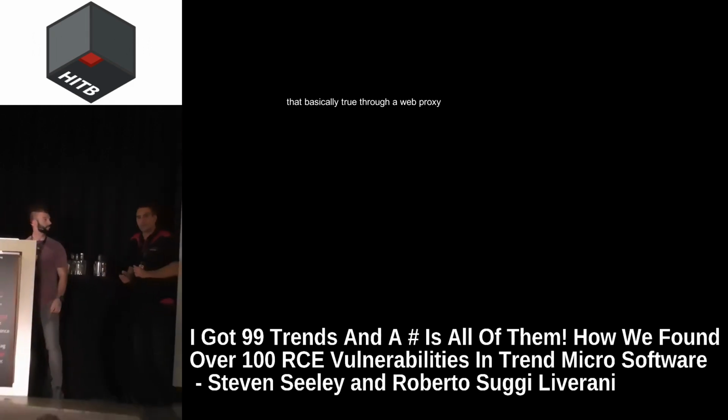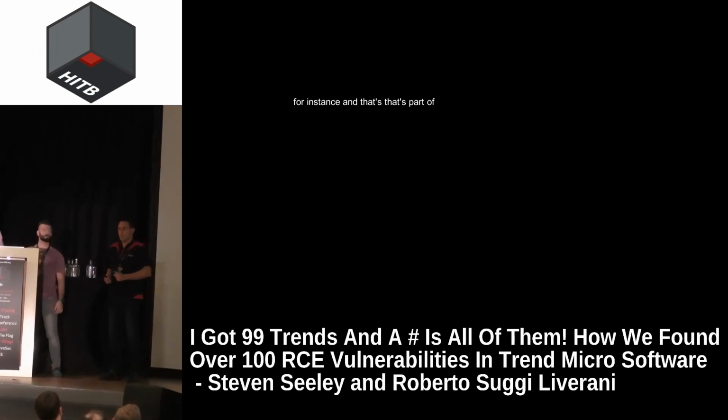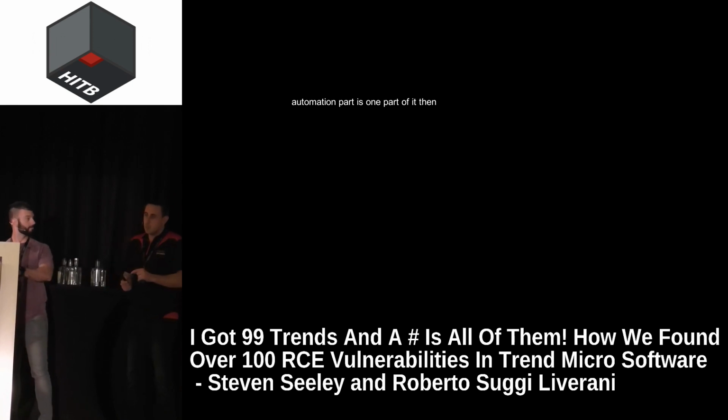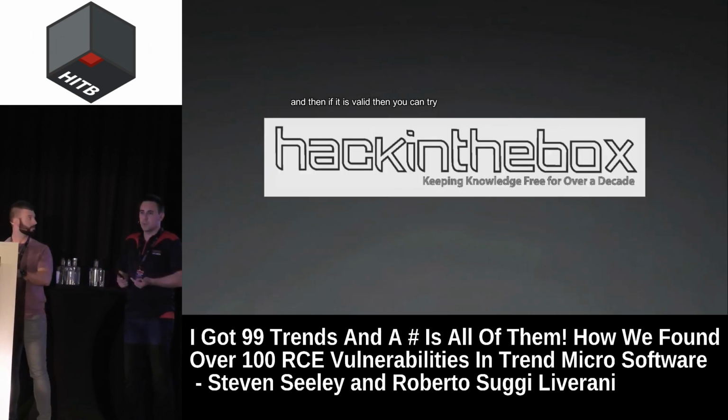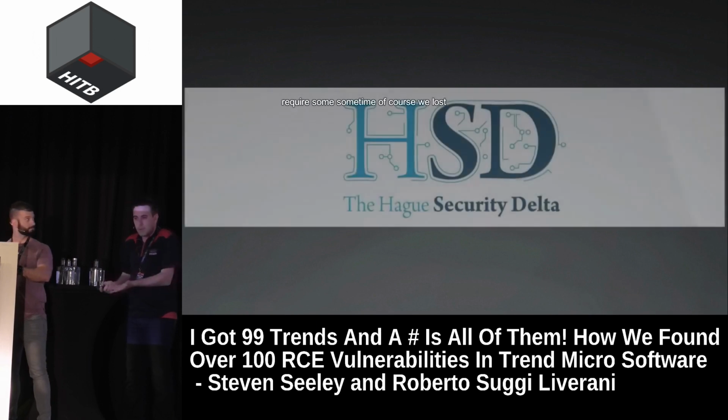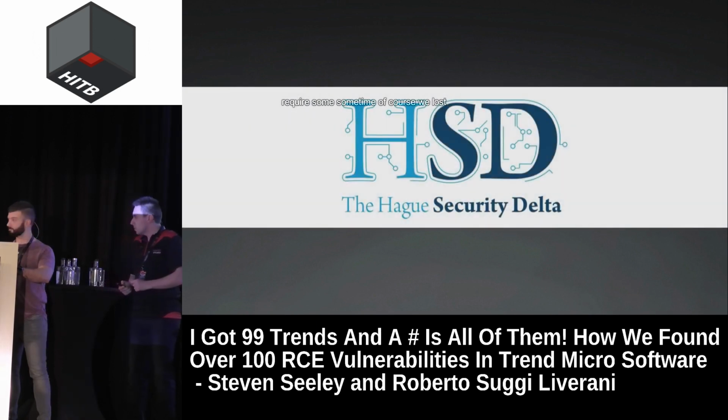Iterate that through a web proxy, for instance. That's part of the automation. But of course, the automation is only one part of it. Then you need to manually verify if the request is valid or not. And if it is valid, then you can try to attack it. That's what we did, but that part is only manual, and that requires some time, of course.